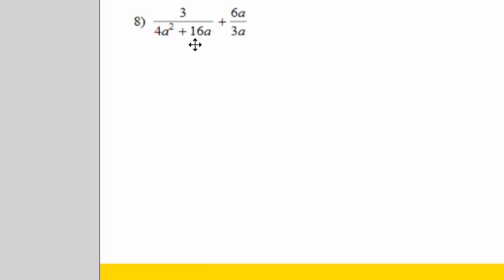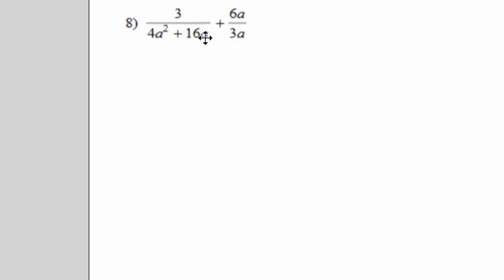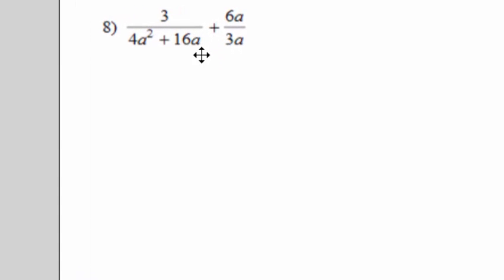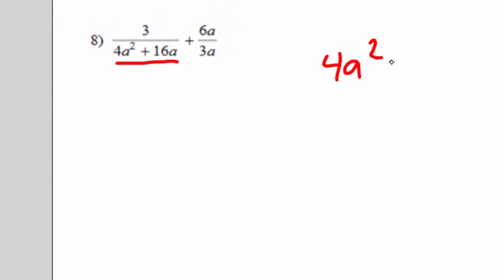Now, starting on problem 8, here I have unlike denominators, and we're adding these two pieces, so I need to somehow get a common denominator in order to add them together. I want to make these two denominators together. So my denominator needs to be 4a squared plus 16a and also 3a. That would be the denominator that I'm looking for, because it's going to be both of these pieces.